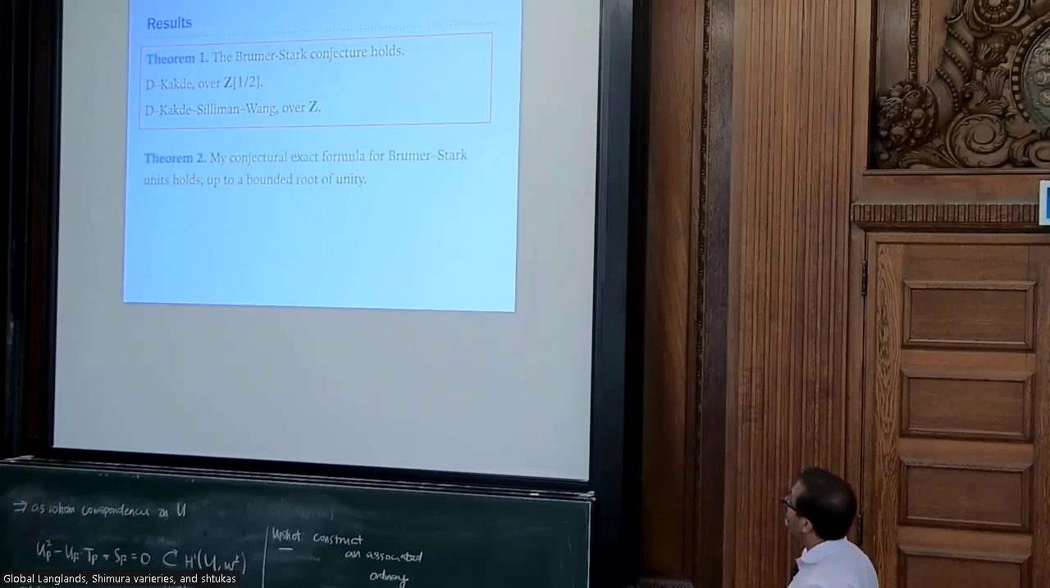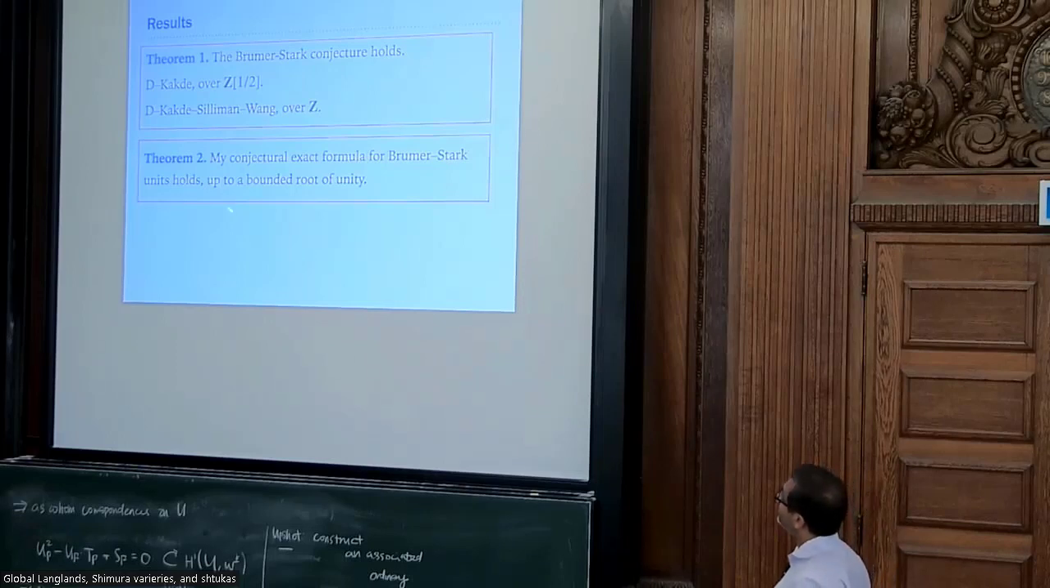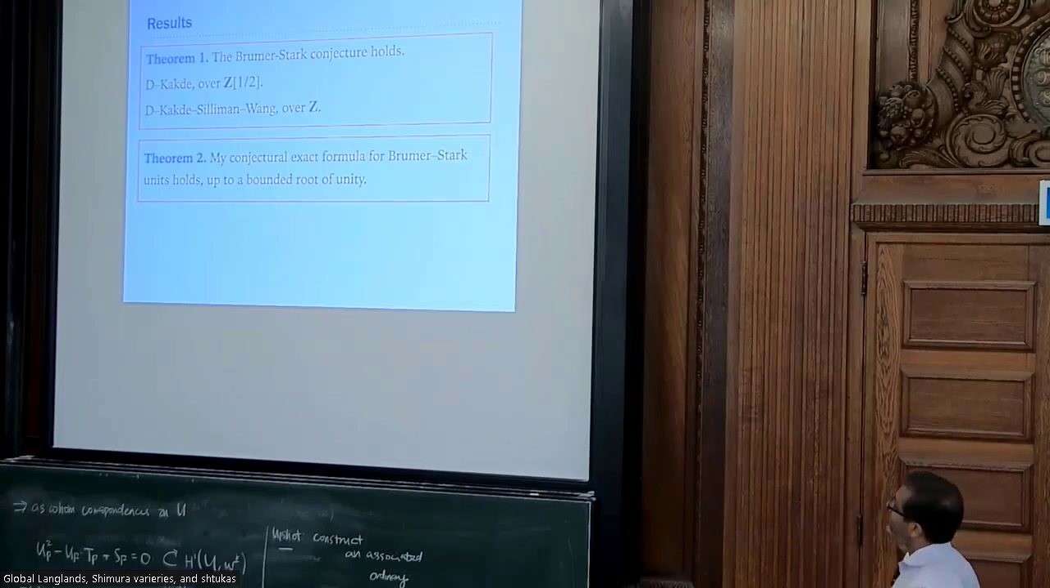The second theorem is that the conjectural exact formula for Brumer-Stark units that I told you about, at least qualitatively, this p-adic integral formula, holds up to a bounded root of unity. I should mention that a former student of Mahesh's, Matthew Honnor, has gotten rid of this root of unity; I think it's down to just a plus or minus sign at this point, and he's working on the sign. So we almost have it on the nose.